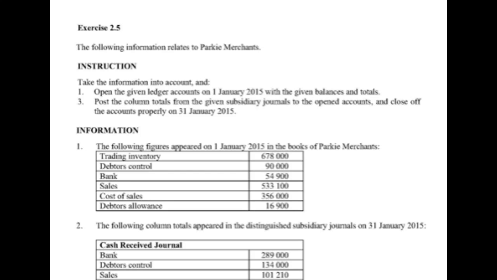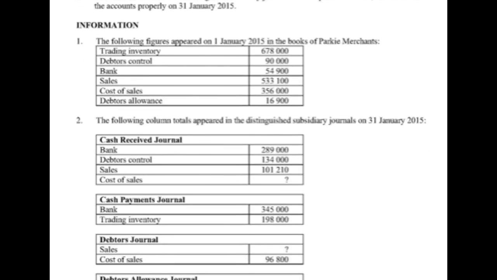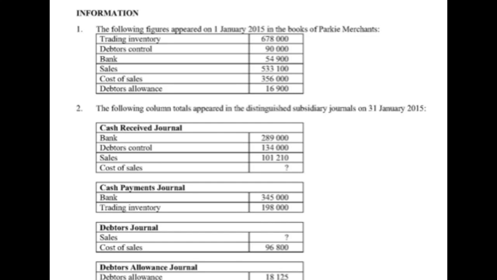Exercise 2.5, our final exercise to do with the credit sales and debtors for now. The following information relates to Parking Merchants. Instructions: take the information into account and, first, open the given ledger accounts on the 1st of January with the given balances and totals. Next, post the column totals from the given subsidiary journals to the opened accounts and close off the accounts properly. First of all, they give you the figures appearing on the 1st of January. So let's take those opening balances to the ledger accounts.